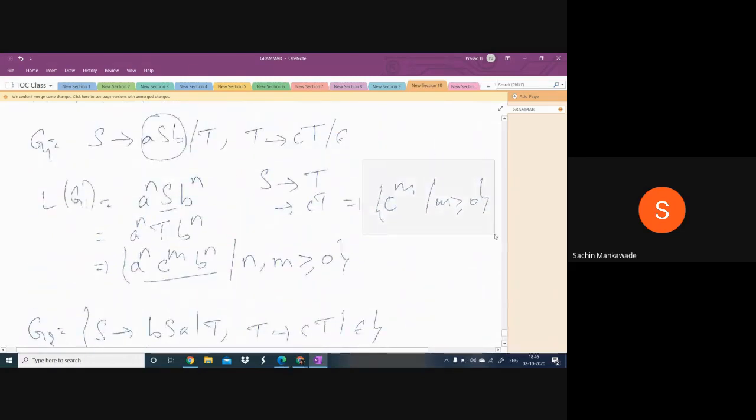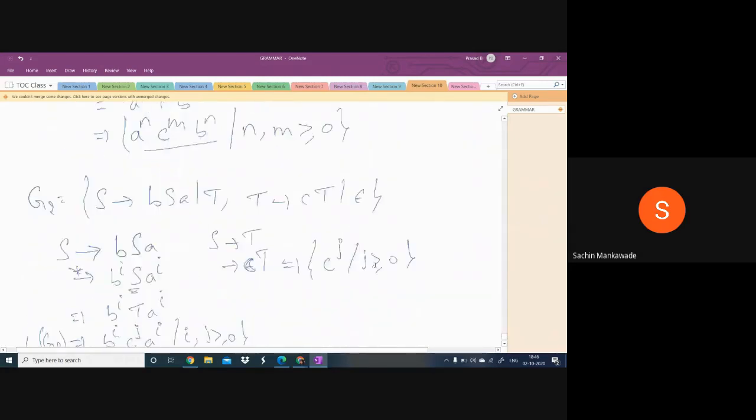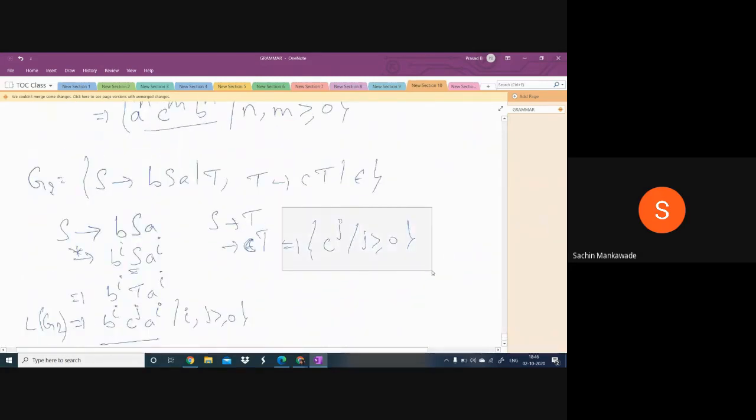But what is L of the other one? This is L of G1. L of G1 can give you only C's. At the same time, L of G2 also can give only C's. So L of G1 intersection L of G2, these both can give only C's. So the common strings will be C power K, where K is greater than or equal to 0. So this is C power K. The smallest string is epsilon. Then C square, C cube.